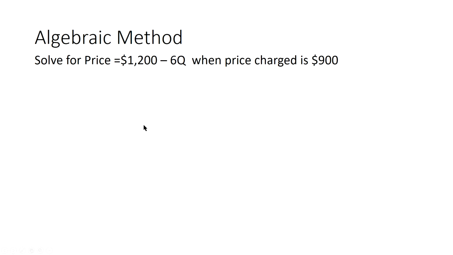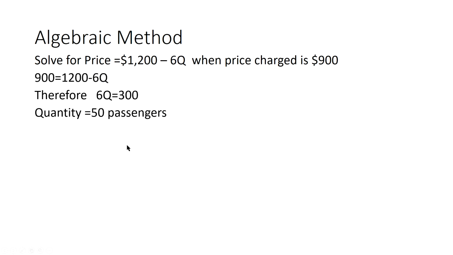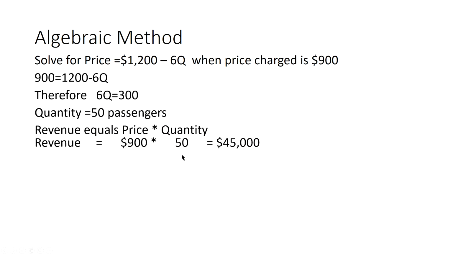And so we're going to figure out how many customers we get when we charge $900 and how that equates to profit. So we take this price equals 1200 minus 6Q and plug in the price of $900. If $900 equals 1200 minus 6Q, then we can solve for Q by setting 6Q equal to 300 and figure out that there are in fact 50 passengers, because 50 times 6 is 300. Now that we know there's 50 passengers, if we're charging each of those passengers $900, then our revenue, which is equal to price times quantity, is $45,000.